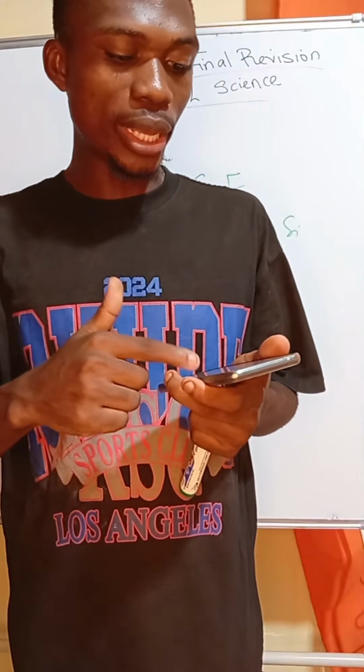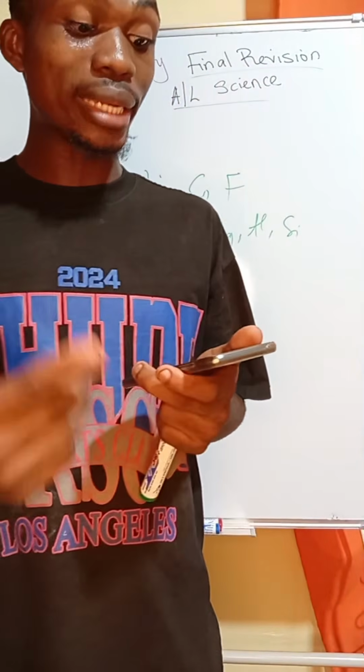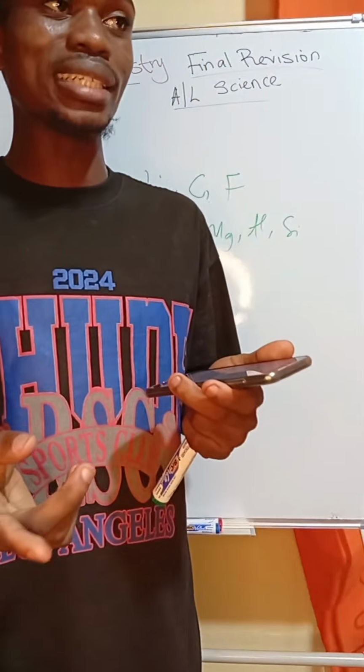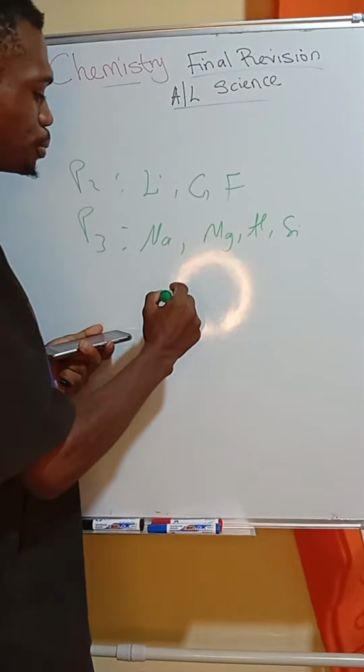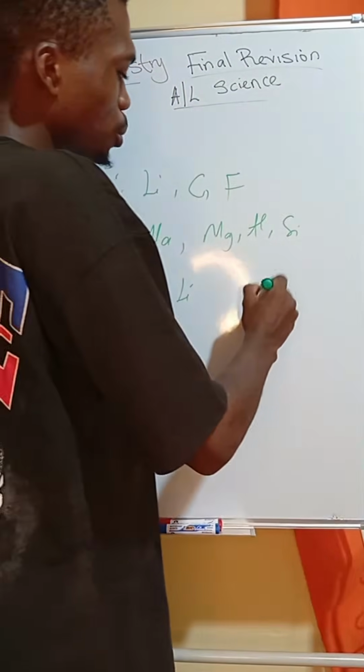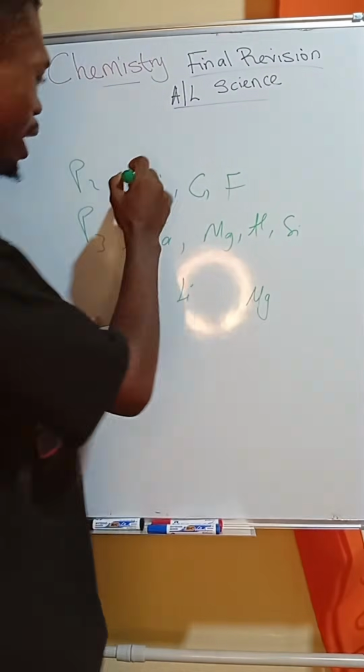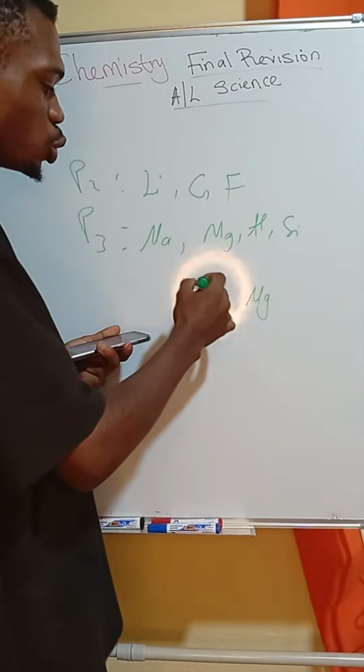diagonally placed? Lithium and magnesium show a diagonal relationship because they have similar ionic sizes. Yes, exactly, the ionic size of lithium and that of magnesium. This is lithium, magnesium. We are just from saying that lithium is in group 2, in period 2. So what does it mean?